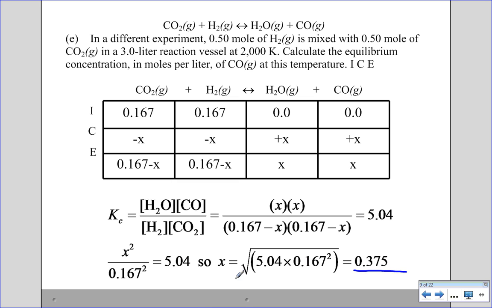Now in the real world, we would notice that this number, 0.375, was a significantly different number than 0.167. So our estimate is not accurate, but we're going to keep practicing it this way because that's the way it will always be on the AP exam.